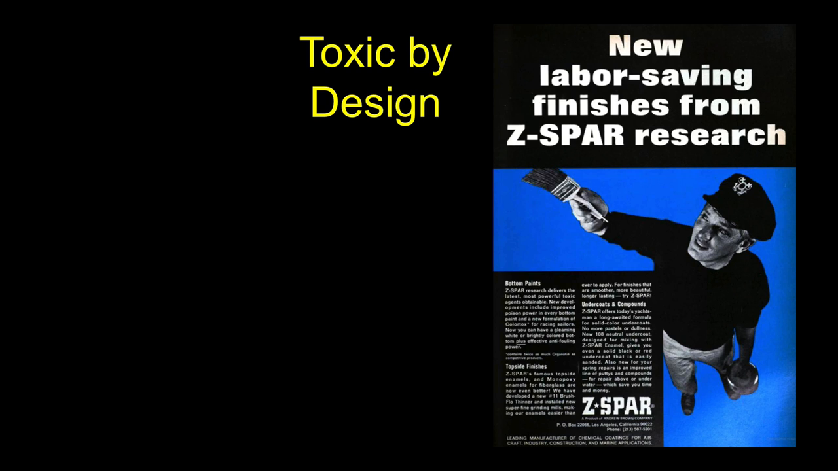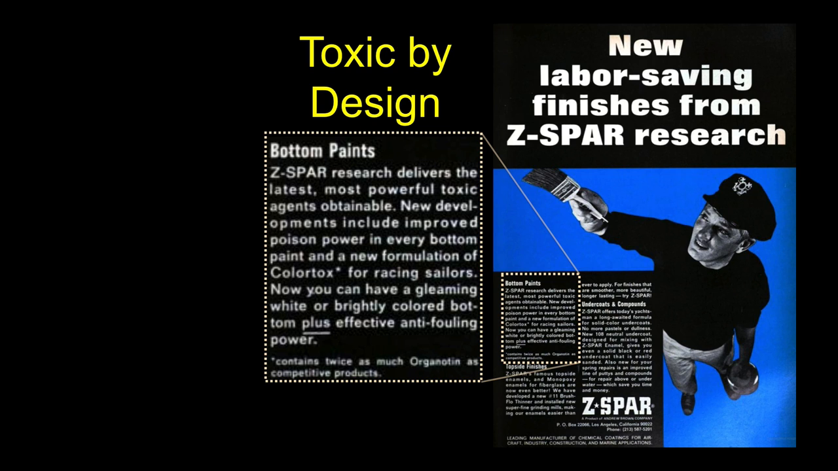So because of that, one of the responses is, hey, let's coat those items that we put in the water with something that will not allow those things to do that. And so we see all these toxic substances. If we look at bottom paints in particular, if we scroll down, I'll just read this ad from the 60s. Z-Spar, which is a brand: Z-Spar Research delivers the latest, most powerful toxic agents obtainable. New developments include improved poison power in every bottom paint and a new formulation of Gullertox for racing sailors. Now you can have a gleaming white or brightly colored bottom plus effective anti-fouling power.